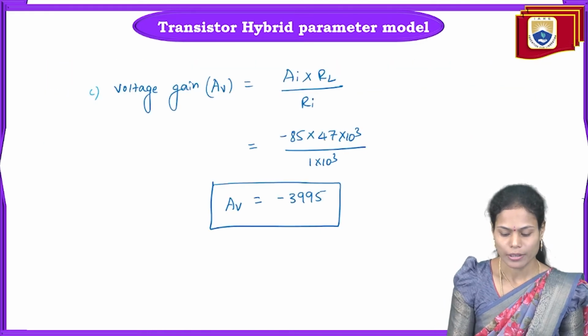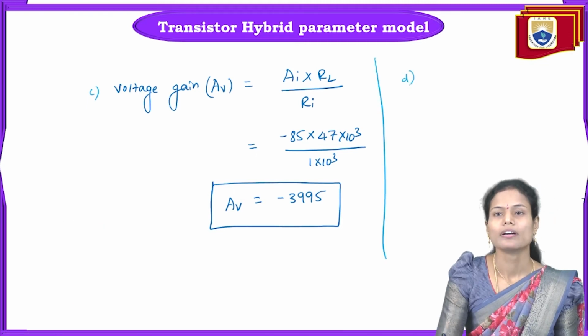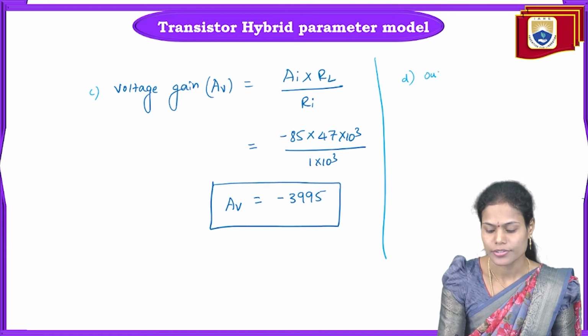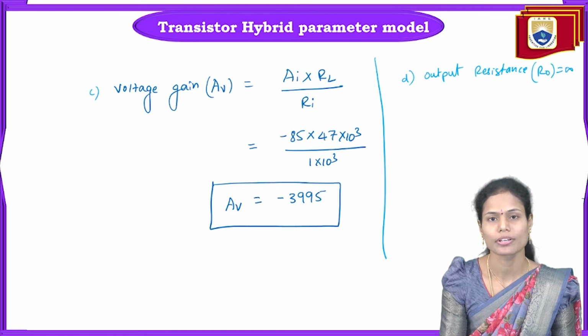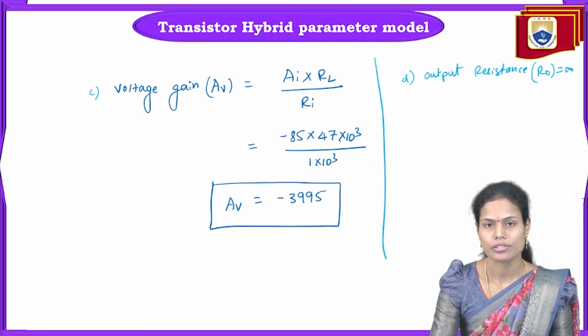And the next parameter we need to calculate here is output resistance or output impedance. The output resistance R0 generally for the common emitter amplifier is infinity. But in the output circuit, along with this output impedance, we also have the load impedance. So we have to take the parallel combination of this output resistance as well as load resistance. So what is the result we are going to get? That is the final output impedance of the circuit.